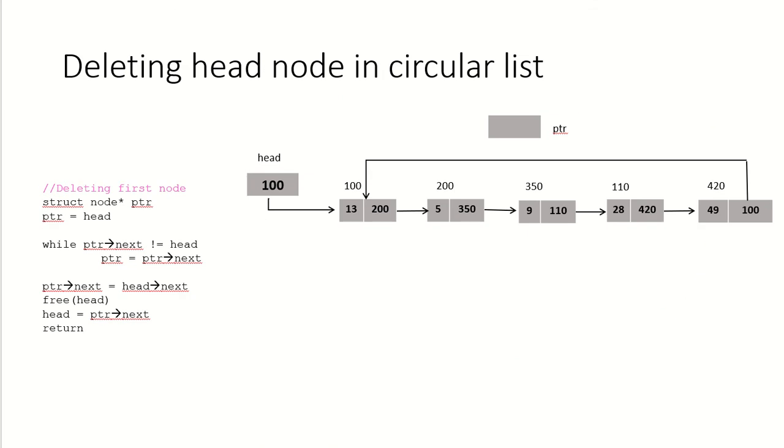Let's see how we can delete the head node in the circular list. If we have to delete the head node in the circular list, that means this second node will become the first node now, and the last node now has to point to the second node. And the memory that was allocated to this node has to be returned back to the heap.